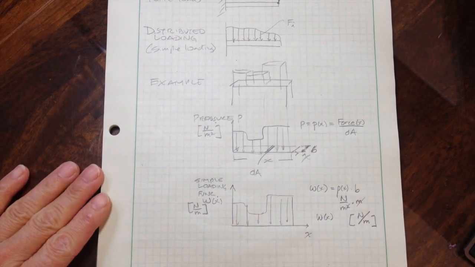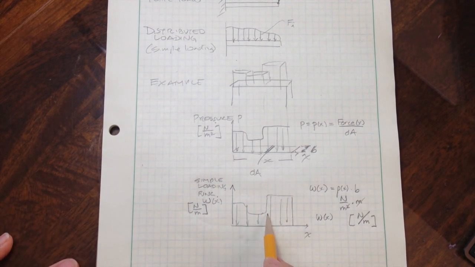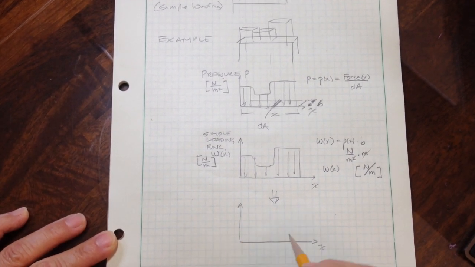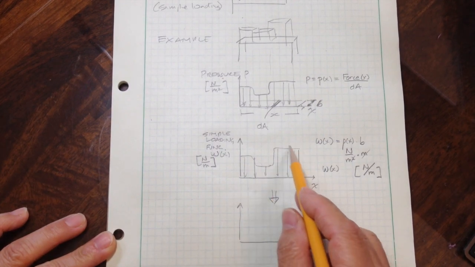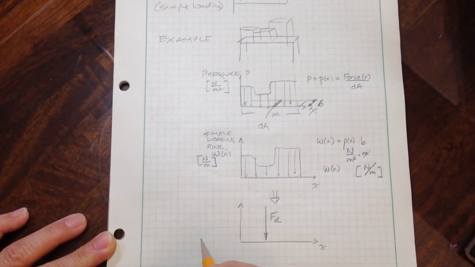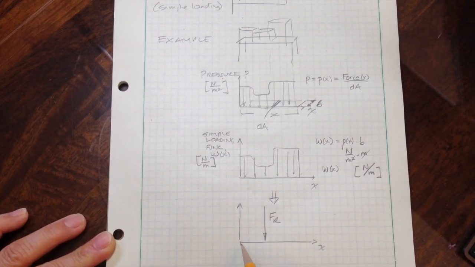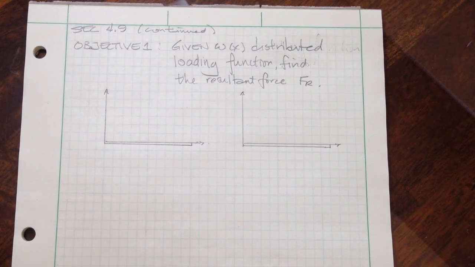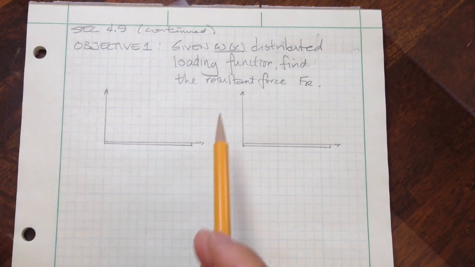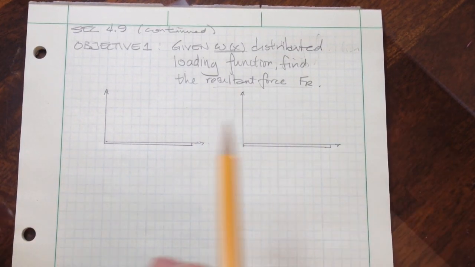So the objective of this section is to be able to take this distributed loading, this simple loading function, and reduce it down to a single force, right? So we want to know, how can I represent this distributed loading into a single resultant force that acts on that length of the table. So objective 1 for this section is that if we're given this distributed loading function W of x, we want to find the resultant force Fr.